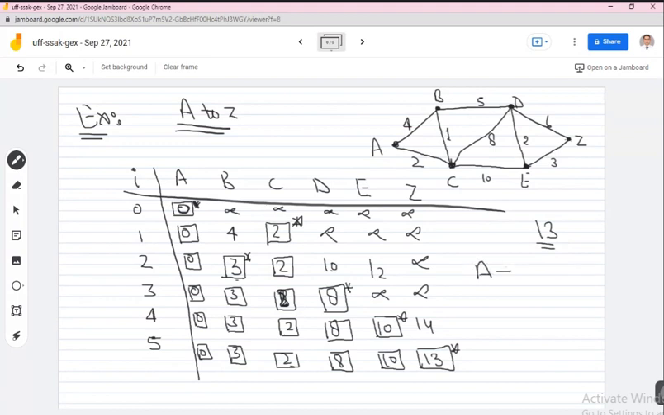Now A to C, C to B, B to D, D to E, and E to Z. So this is the shortest path between A and Z. Got it?